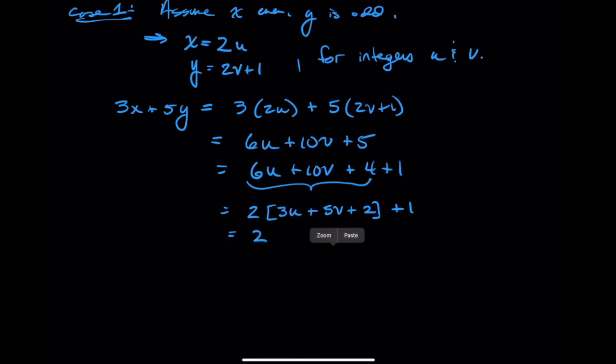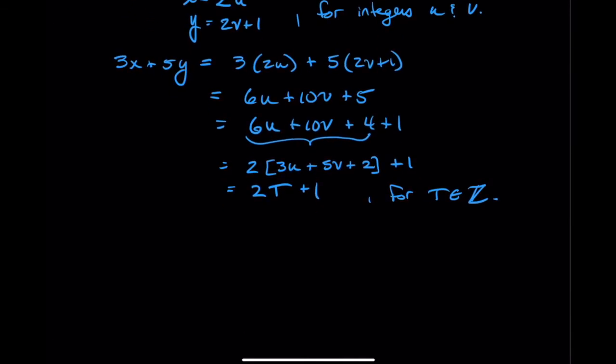So this is going to be 2 times some integer, we'll call it capital T, plus 1, where T is an integer. You can notice I can write for some integer t, or where t is an element of the integers. It's the same thing that we're saying.